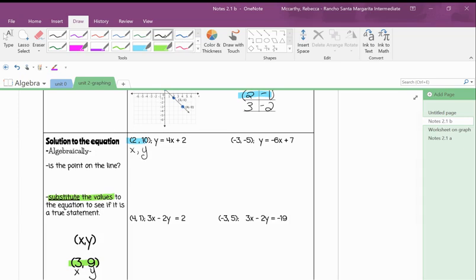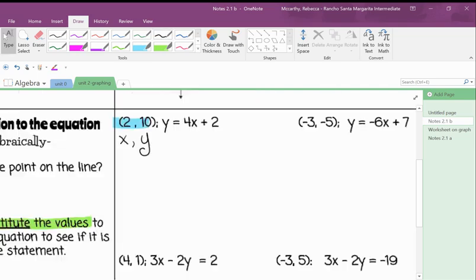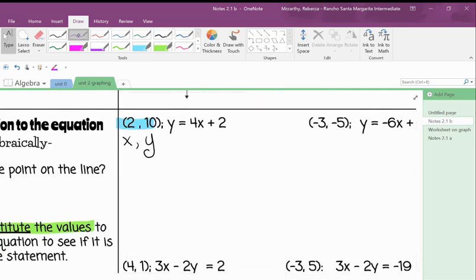The order matters. My first one is my x value and my second one is my y value. So I'm going to replace my letters with numbers. Here's my y equals 4 times my x number plus 2, and my y we said was 10, so I'm going to write 10 here. And here it's 4 times my x number, which is 2. I'm going to plug in 2 there.